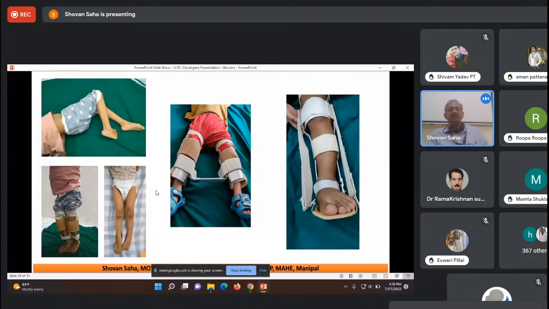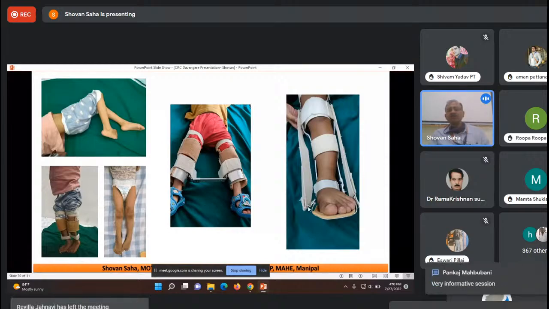You can see adduction contracture. We are opening up, abducting the hip. These are all night splints. Once we achieve some relaxation at the adduction, then we start stretching the ankle. You can see the foot, and this is how we try to stretch it.